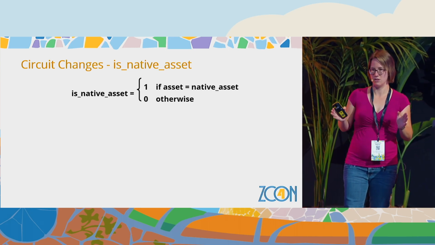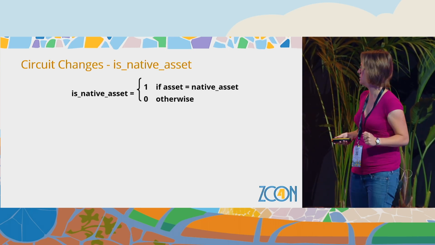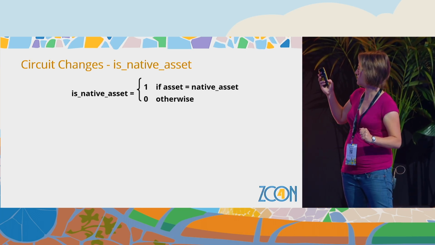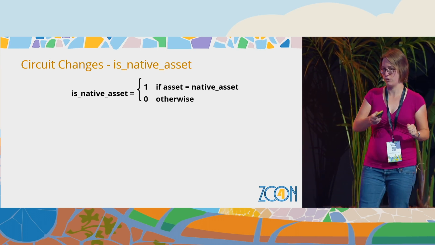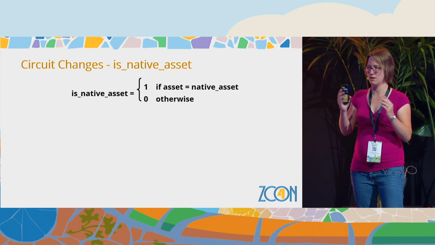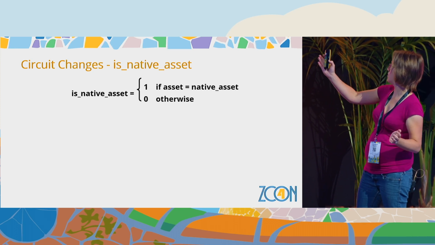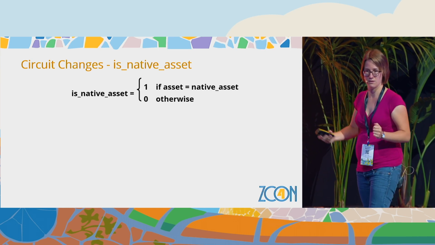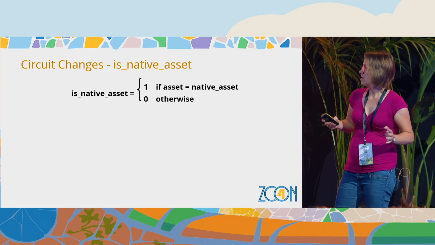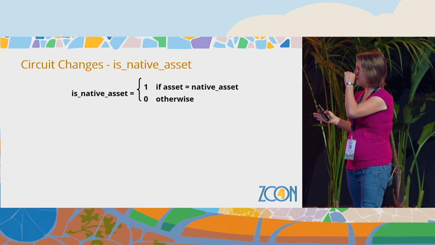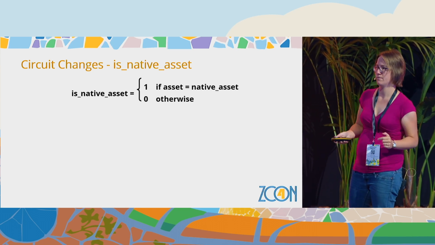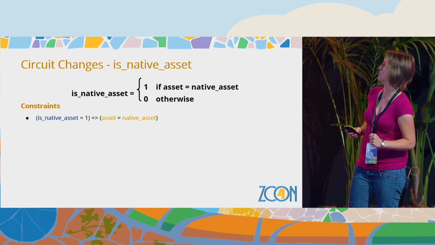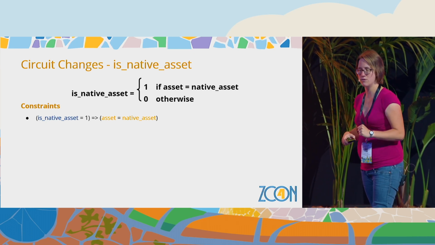But there are some challenges, because it is quite easy to introduce some vulnerabilities. We have to check that isNativeAsset has the correct value. isNativeAsset and asset are some private inputs, so we have to check that they are correlated. We do not want to have isNativeAsset equal to 1 and asset not equal to the native asset. So to do that, in a circuit, in Zcash, we need to add some constraints. Firstly, we could add the constraint: if isNativeAsset is equal to 1, then asset is equal to native asset.